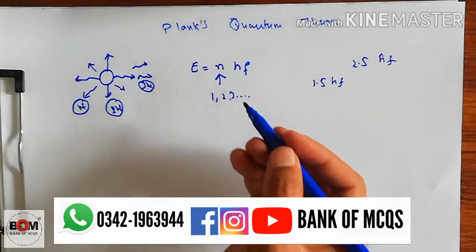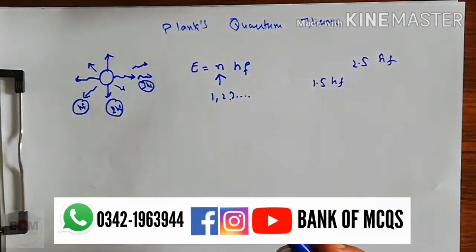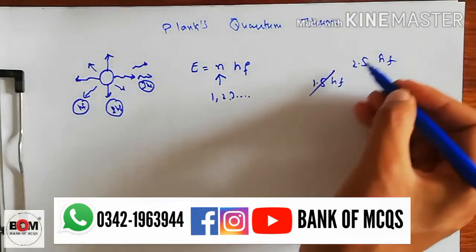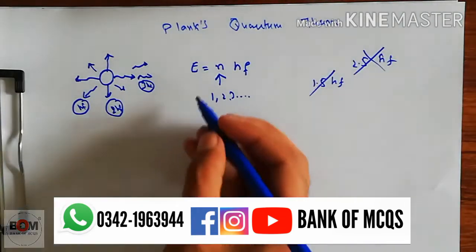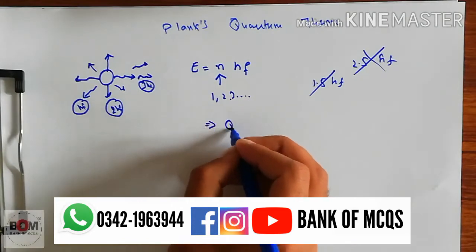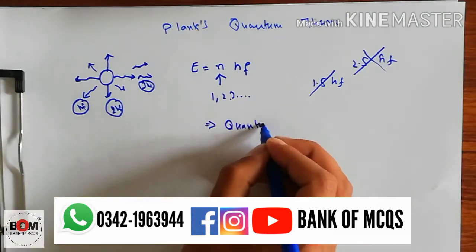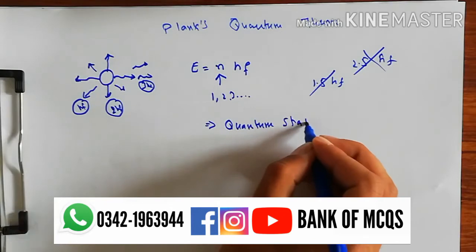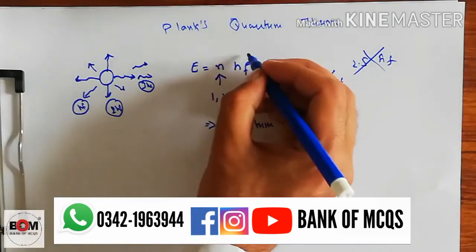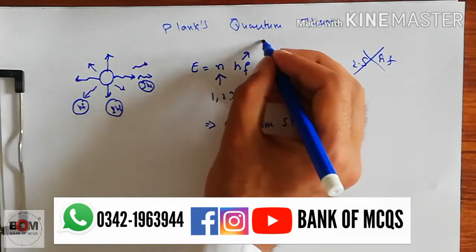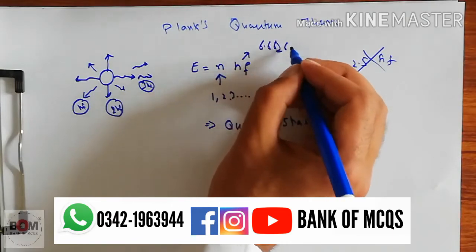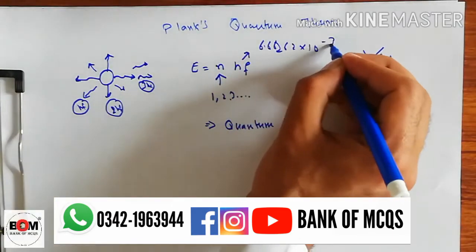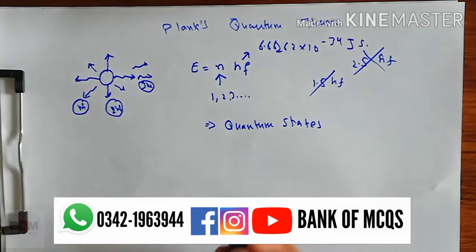It means that these are in the form of quanta or small packets. So this is not possible, and these states are called quantum states, where h is the Planck constant, its value is equal to 6.62 multiplied by 10 to the power minus 34 joule second.